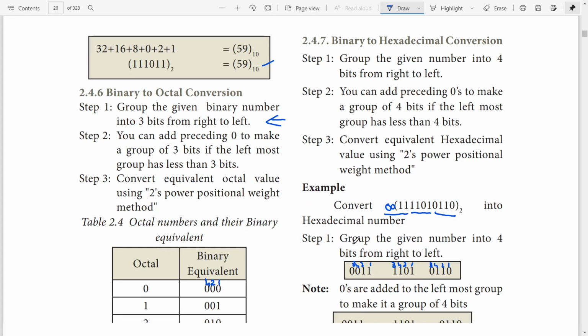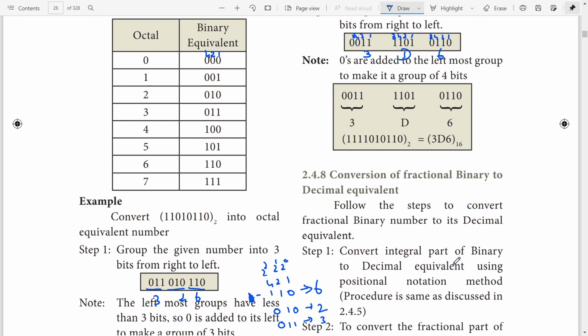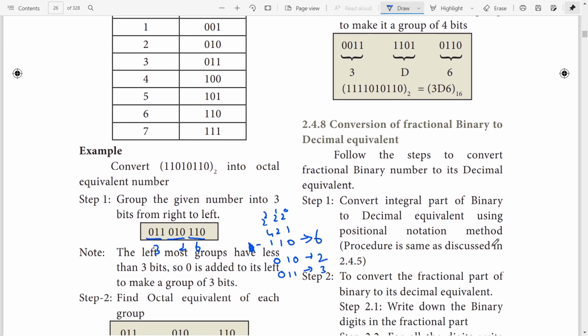You are going to add the values of the ones used, so 3 plus 4, so 8 plus 4, 12, 12 plus 1, 13, value is D, 4 to 6, 3D6. That's it, very easy. This can be asked in 5 mark questions also, so you have to solve it properly.